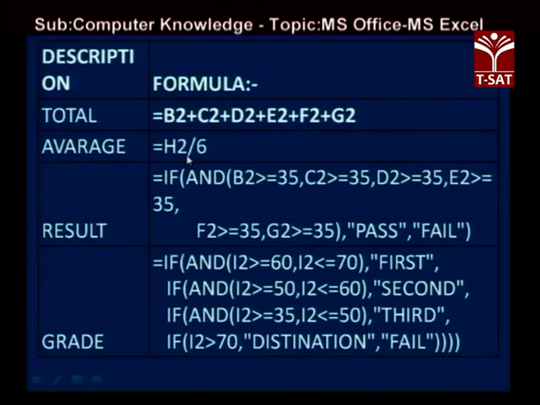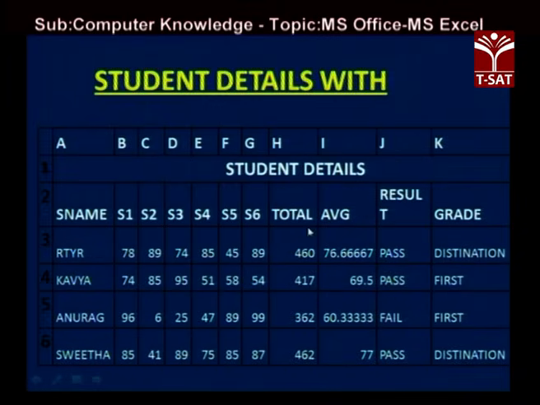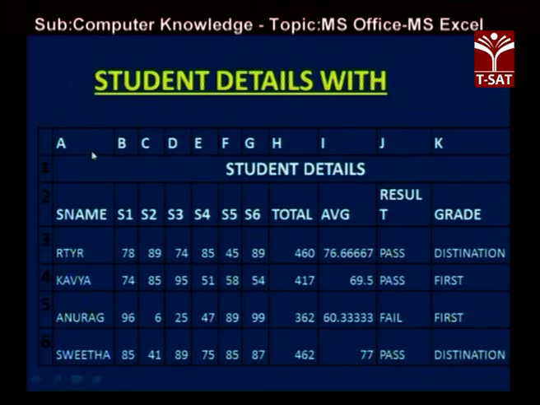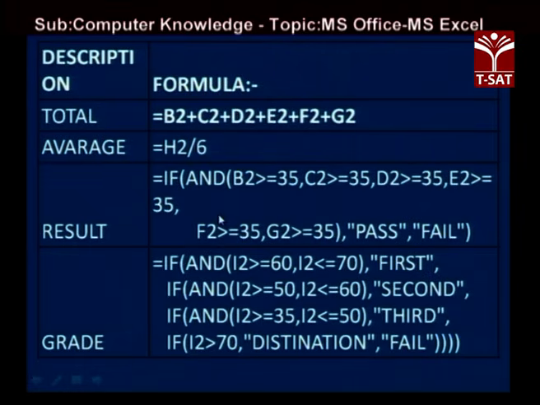Next, average. Average is nothing but total divided by number of items. The total is in the H column, second row, and the total number of items is 6. So, H2 divided by 6, the number of items, is the average formula, only in this format.